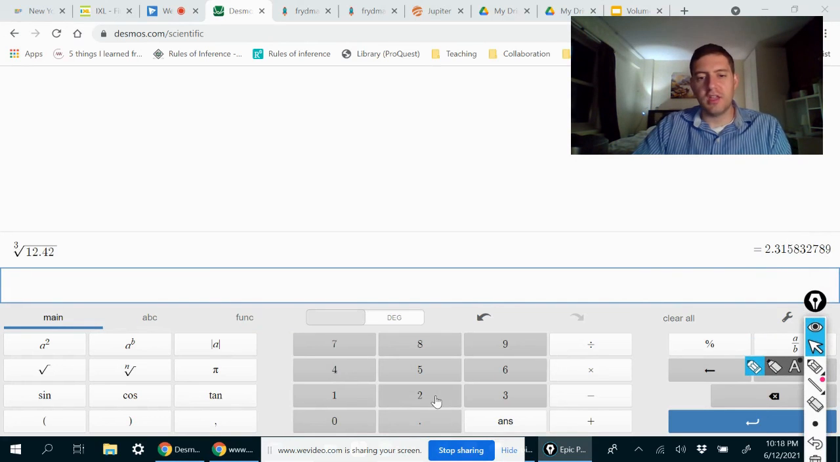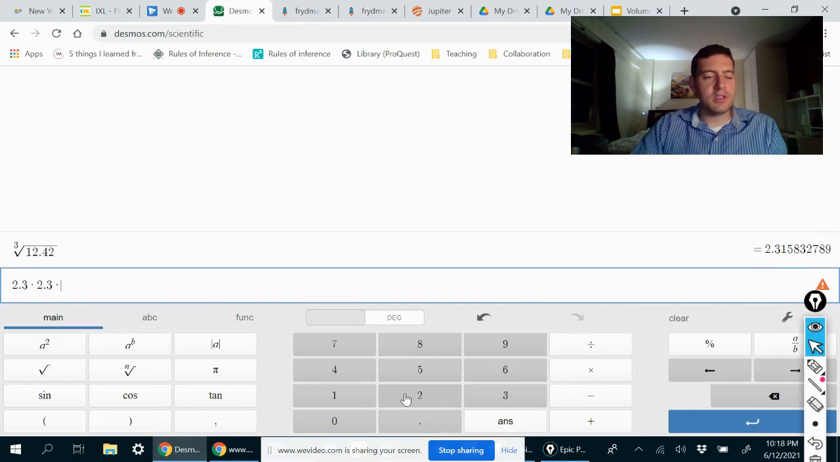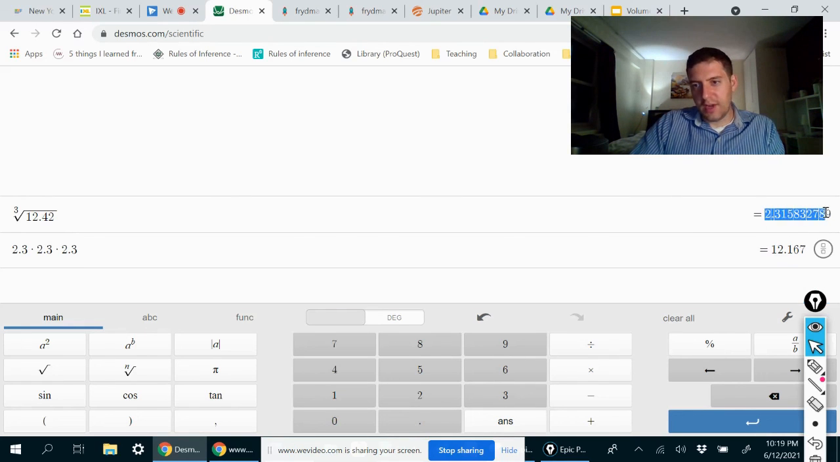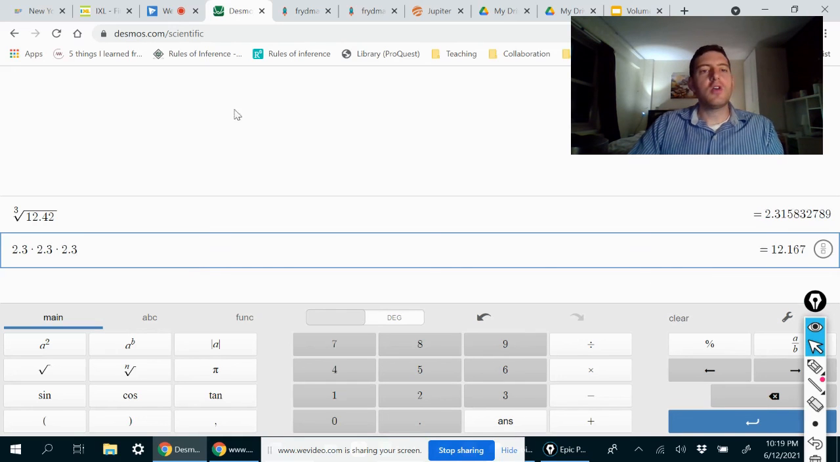Okay, and we can check that. So 2.3 times 2.3 times 2.3. This is not going to be exactly right because I rounded this number. But you can see we get approximately what I had in here. This would have been more accurate if I had gone out to more decimal places instead of just writing 2.3. Okay, but hopefully you get the idea there.